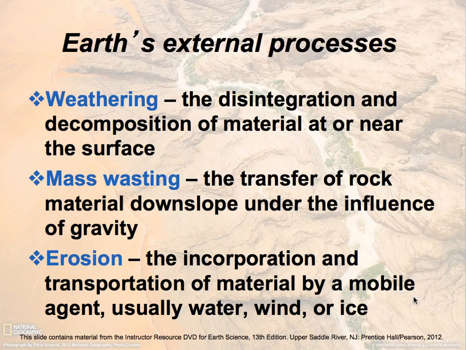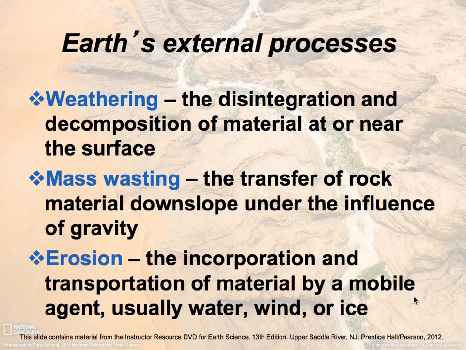Erosion is slightly different than mass wasting in that erosion is the incorporation and transportation of geologic material by another agent, usually water, wind, or ice. So it's not due to gravity; something else is transporting that material that has been weathered. So weathering, mass wasting, and erosion all go together, but weathering has to happen before mass wasting or erosion can occur.